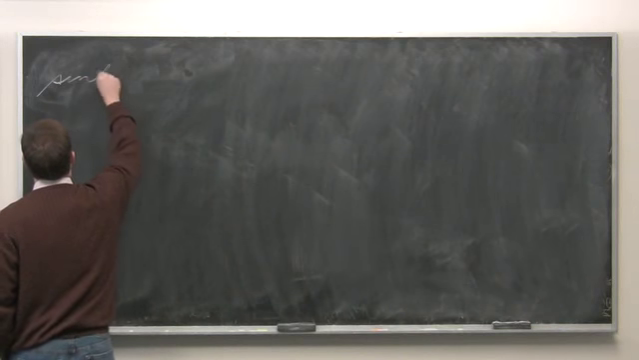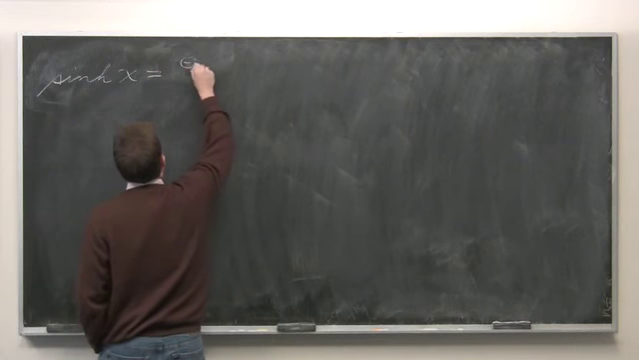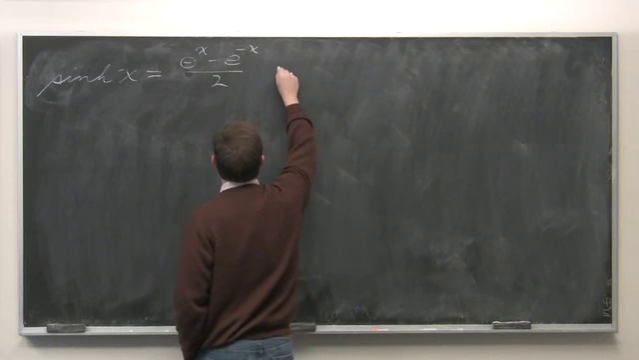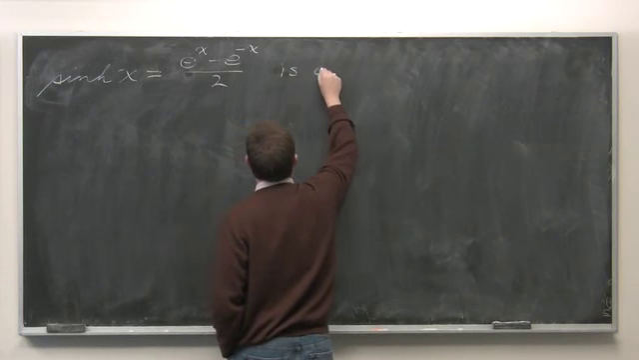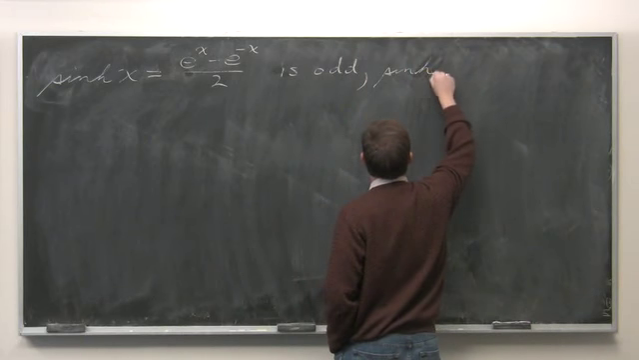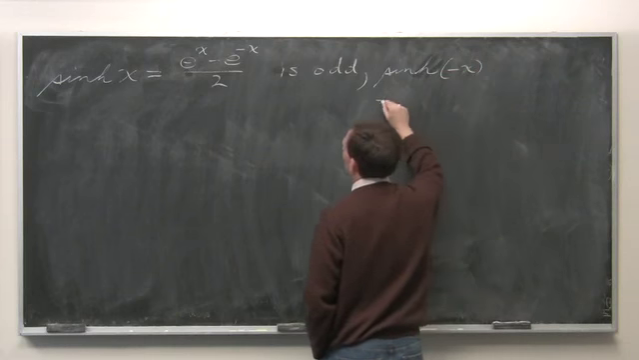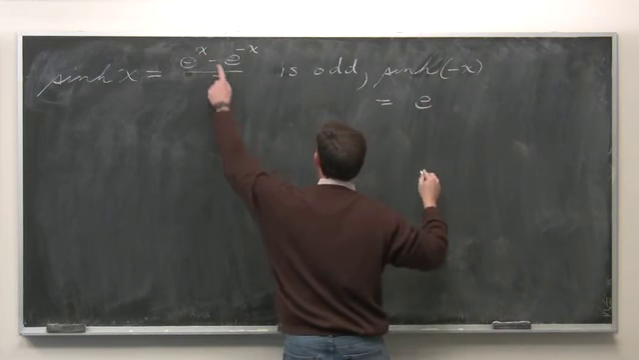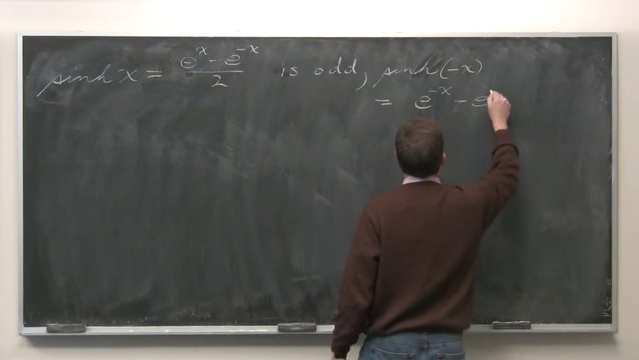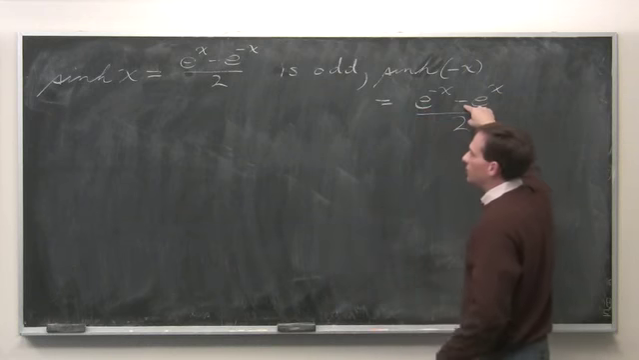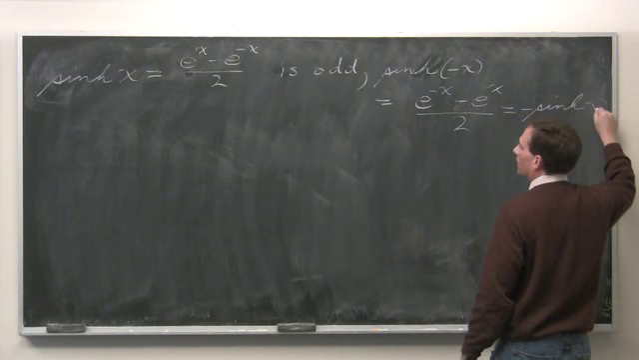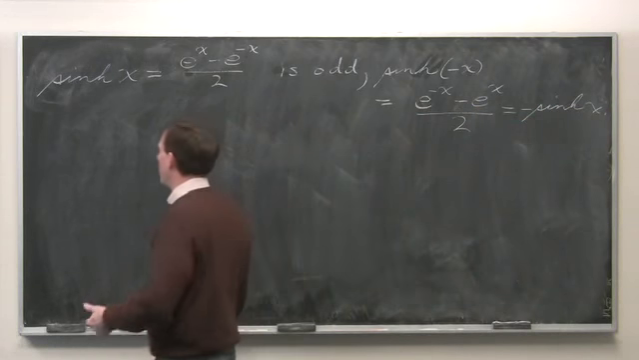So for instance, hyperbolic sine is an odd function, because if you take hyperbolic sine of -x, you replace that x by -x, and you get e to the -x minus e to the positive x, over 2. But this is exactly the negation of sinh x, so yes, this is negative hyperbolic sine of x. So yes, hyperbolic sine is an odd function.